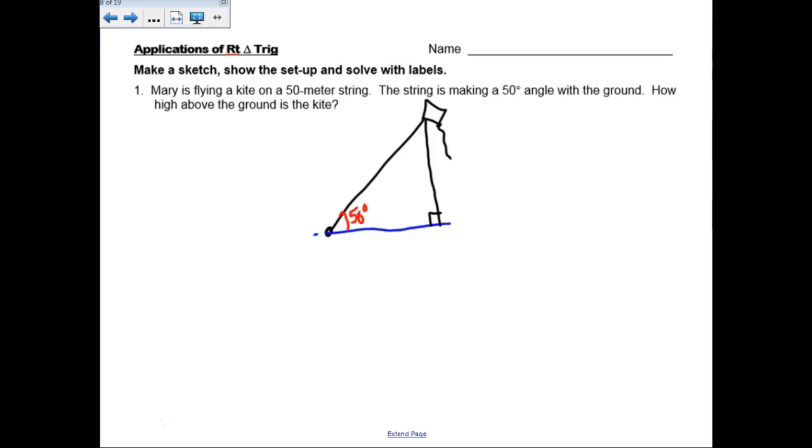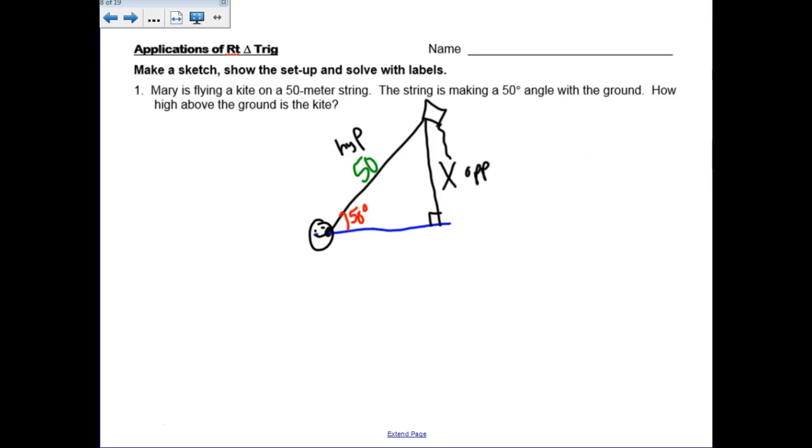Now, consequently, the next clue also happens to be a 50. It's not always that way. Where do I label the 50 if it's the length of the string that attaches the kite to Mary? Yeah, it's the hypotenuse, to use a word that we know. And the question is, how high above the ground is the kite? So I'm looking for the height right here. So remember, this is Mary, and this, you guys told me, was opposite of her, and this is the hypotenuse.